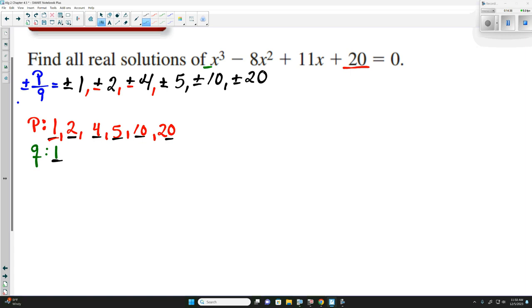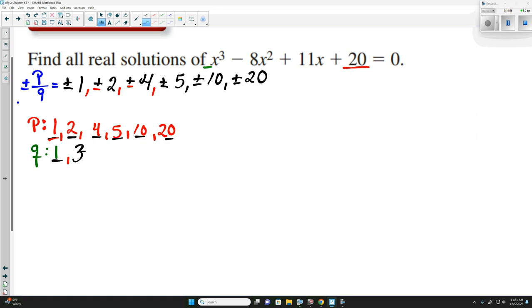However, if there had been another factor of Q, let's just say 3, then I would start the process again. We'd do 1 divided by 3, 2 divided by 3, 4 divided by 3, 5 divided by 3, 10 divided by 3, and we just keep going through until we get them all listed.